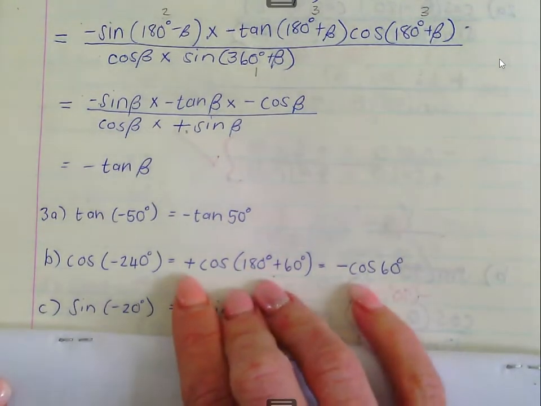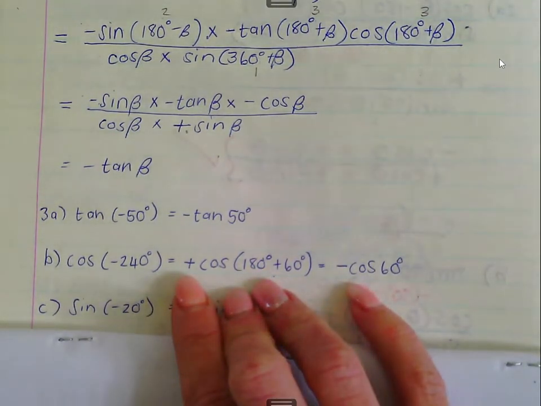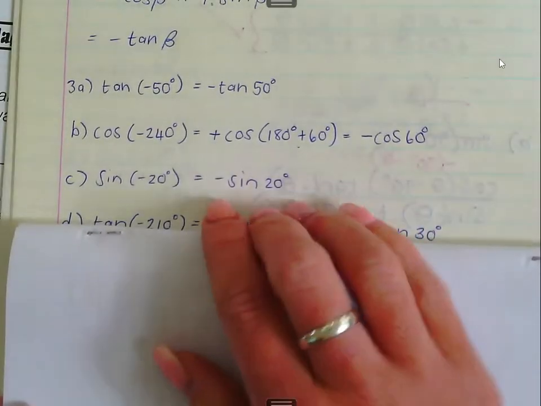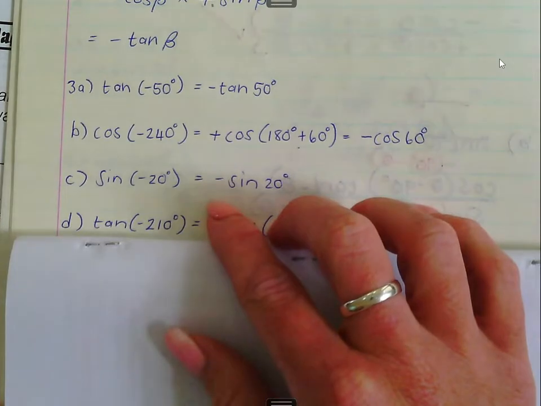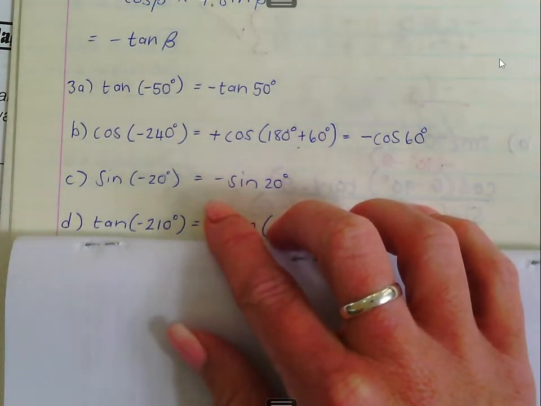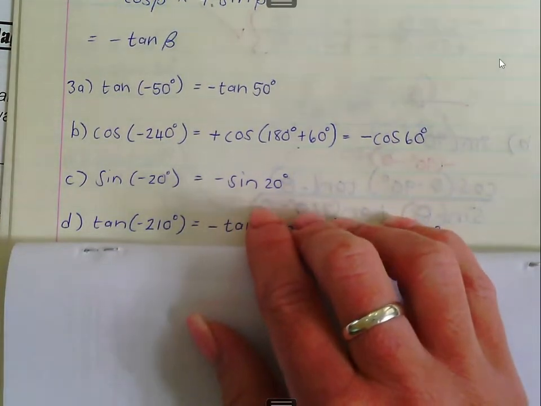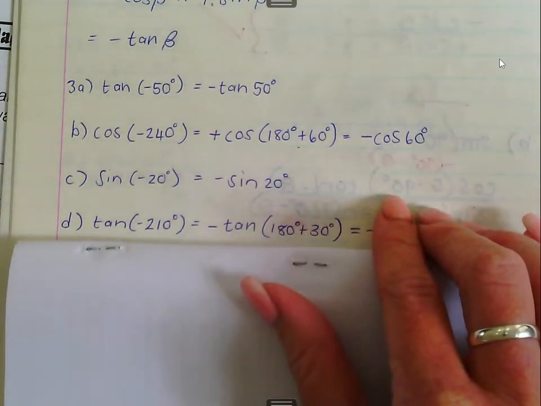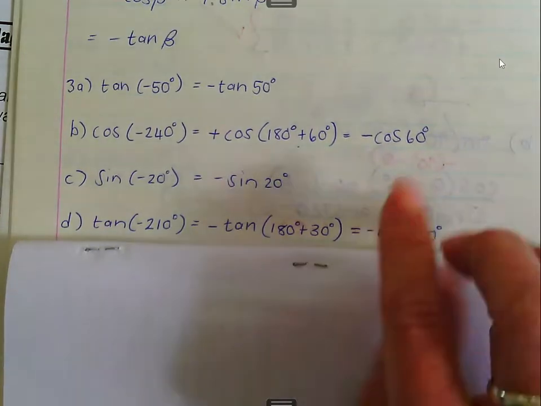Right, the sin of negative 20? Negative sin of 20. The tan of negative 210, the tan of a negative? Negative tan of 210. And then that's in the third quadrant, so that's positive for tan, but there's already a negative, so it's negative tan 30.